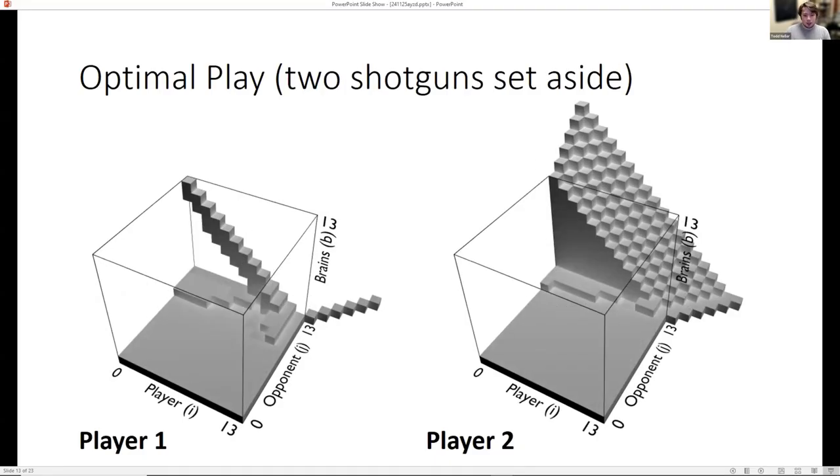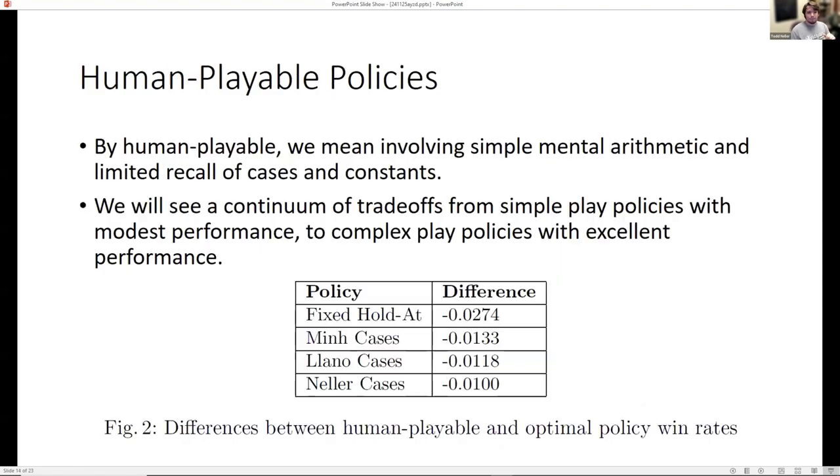And the 2 shotgun case is much simpler. Players should be content getting any points, so the goal is to essentially hold after one brain has been rolled. The main difference is that player 2 is now attempting to match player 1 in the tiebreaker, and player 1 is only going for 1 point in the tiebreaker rounds as well.